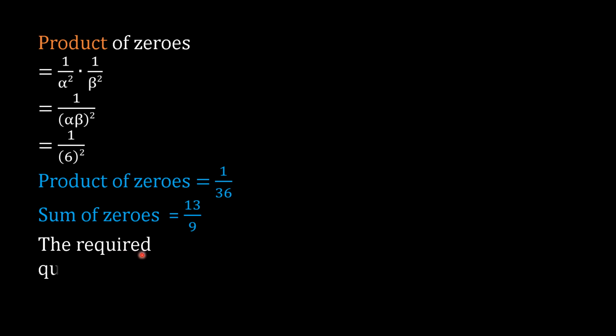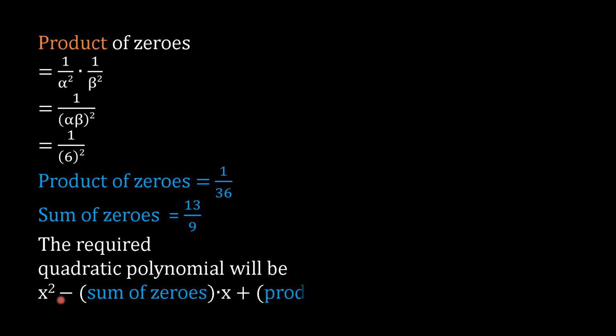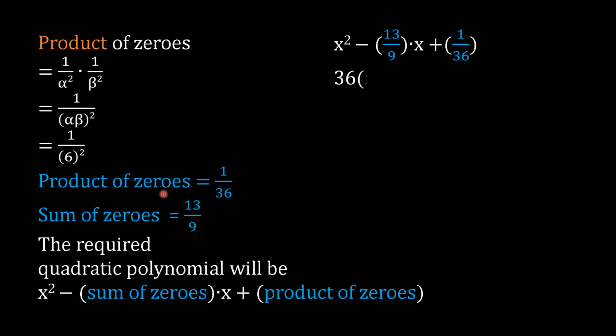Now the required quadratic polynomial will be x squared minus sum of zeros into x plus product of zeros. We will substitute the values and write x squared minus 13 by 9, which is sum of zeros, into x plus 1 upon 36, which is product of zeros. To remove the denominator, we will multiply throughout by 36. It will give us 36x squared minus 52x plus 1, which is the required quadratic polynomial.